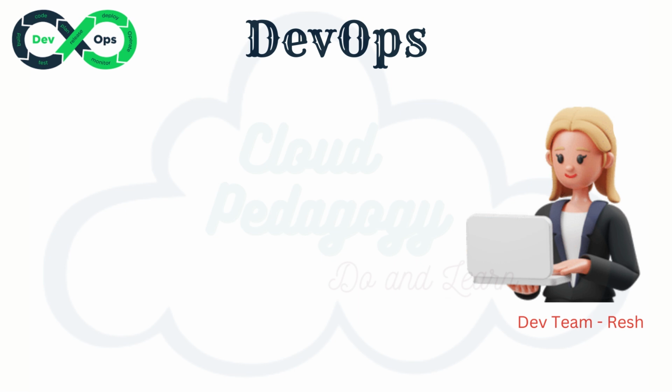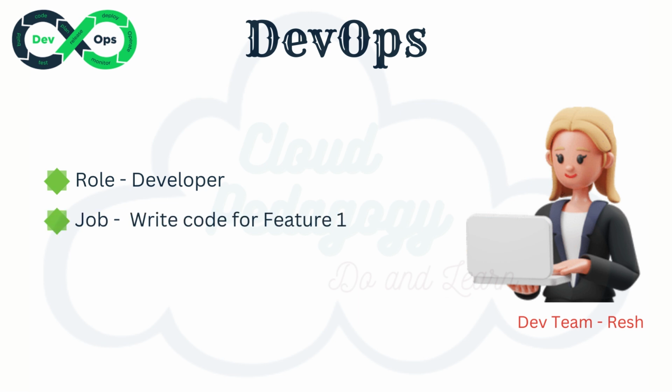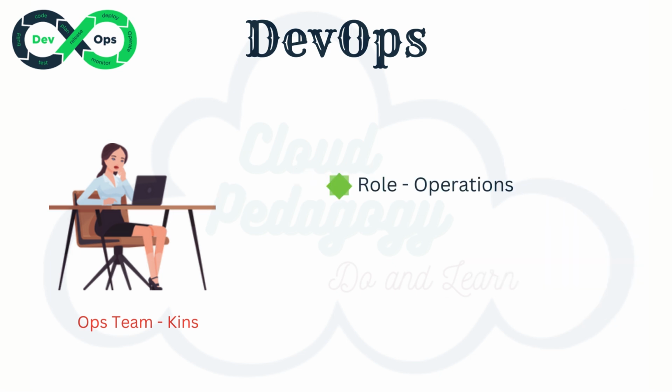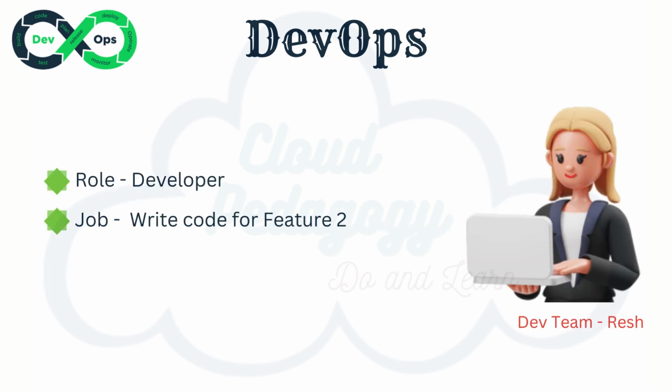So this is Resh. She is a developer from our student directory application. Her job is to create new interesting features and write code. When Resh is done creating a new feature, she hands it over to Kins, who works in operations. Kins takes care of building and deploying that code, while Resh starts creating another new feature. However, sometimes bad things happen.